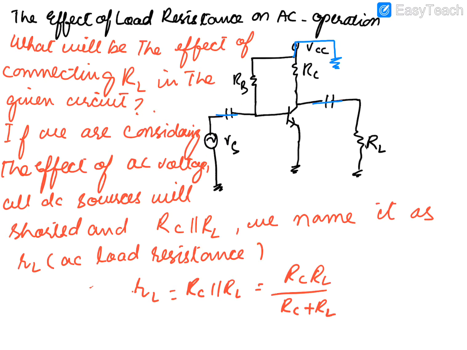The blue lines show that we have short-circuited the DC voltages to consider the effect of the AC voltage only. If you only consider the effect of Vs, you can see that RC is in parallel with RL. So on the output side, the effective load is RC in parallel with RL, and the load line will depend upon this parallel combination. The parallel combination of RC and RL is called the AC load resistance, small rL. Now the AC load line depends upon the value of rL, not only RC.